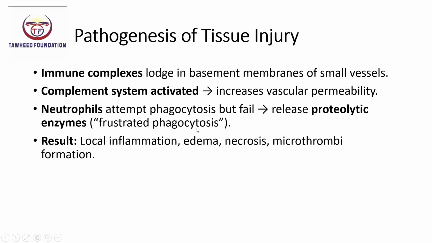This leads to frustrated phagocytosis, where neutrophils release their lytic enzymes, causing local inflammation, edema, necrosis, and even formation of small blood clots or microthrombi. This explains why tissue around blood vessels often shows signs of severe inflammation in type 3 reactions.